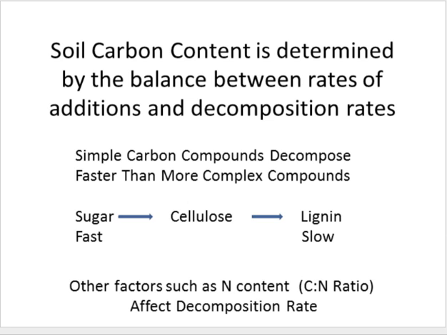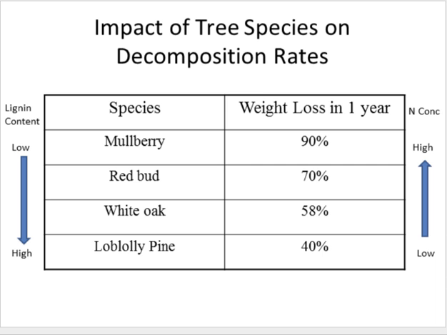It is true that simple carbon compounds tend to decompose faster than more complex carbons. Simple sugars decompose very quickly, cellulose a little bit slower, and complex compounds such as lignin decompose relatively slowly. Then there are other factors that come into play, such as the nitrogen content. If you have a high C-to-N ratio, which means a lot of carbon and little nitrogen, decomposition rates might be slower. If you have more nitrogen and a little less carbon, decomposition rates might be faster. That's because the microbial organisms that do the decomposition need some nitrogen in order to survive as well. In general, that's what we understand about decomposition.